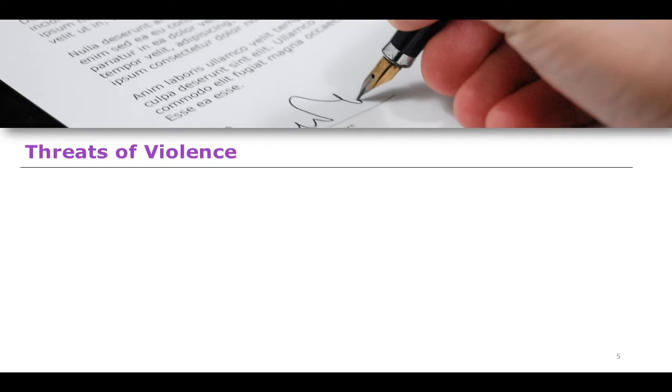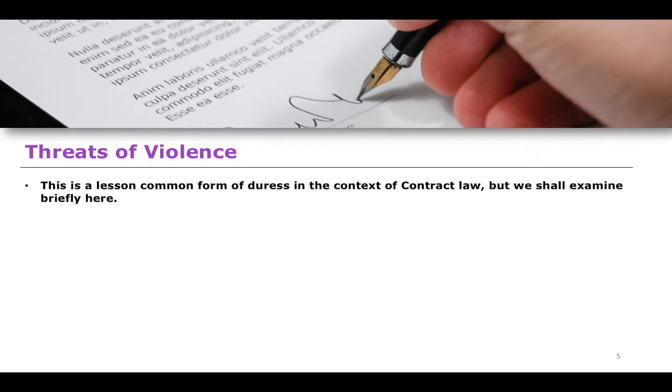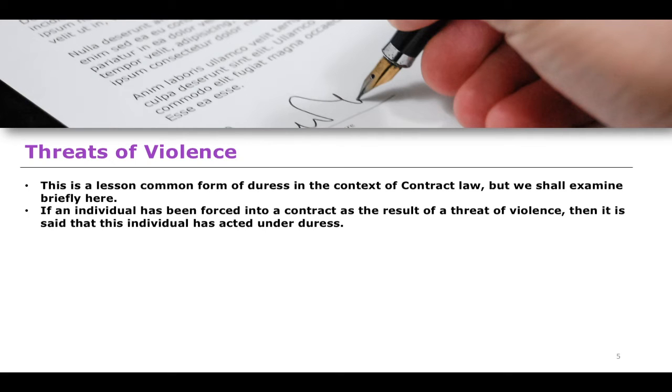Obviously, the most common example and the easiest to understand example is the idea of a threat of violence. If you have violence threatened against you, then of course this is a common form of duress within contract law. And we'll examine it briefly here. Essentially, if an individual has forced you into a contract as the result of a threat of violence, then that individual has acted under duress. So if I have an agreement that is in place, I have a contract on a table, and I say, if you do not sign this contract, if you do not agree to the terms of this contract, I'll beat you up. I'll hit you in the face. I'll stab you. Some of these really quite egregious threats of violence.